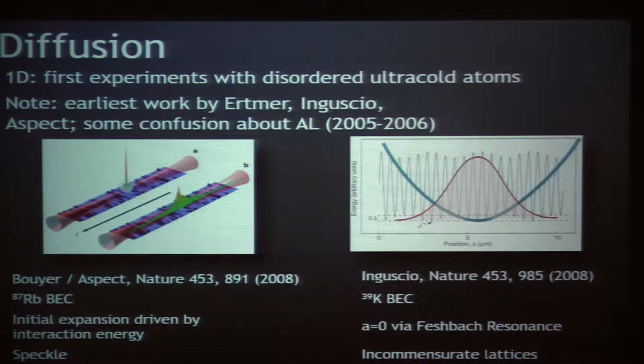And they used incommensurate lattices, so it's a kind of quasi-disorder, the Aubry-André model. And what they did was shut that trap off, and then let that gas expand through the disorder, the incommensurate lattices, and watch what happened. So those were the first measurements in 1D.